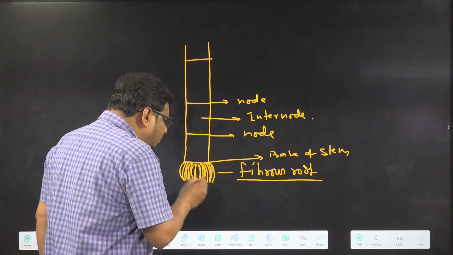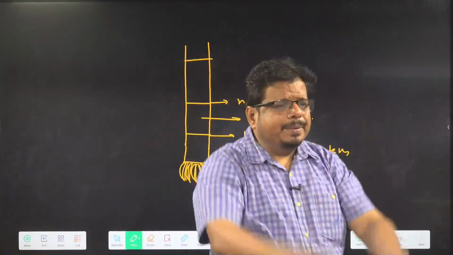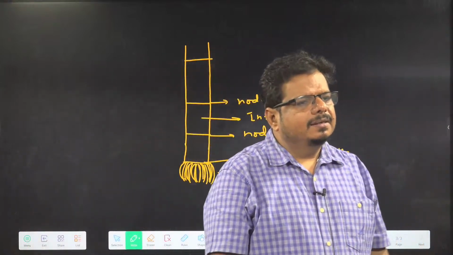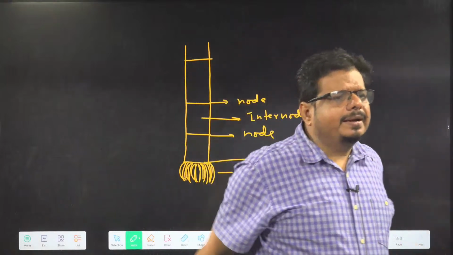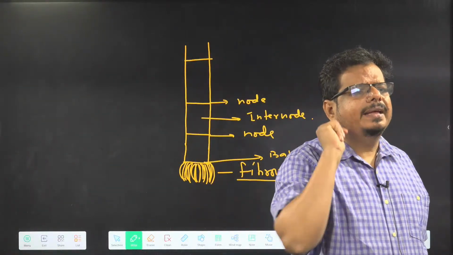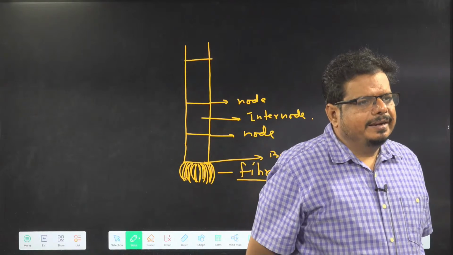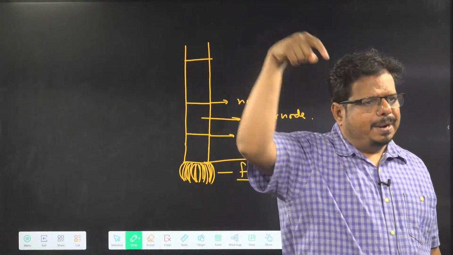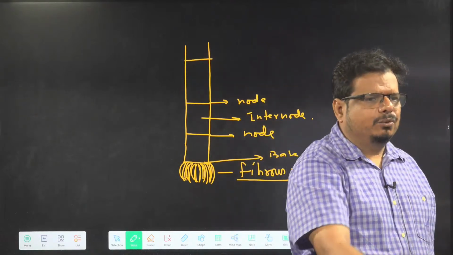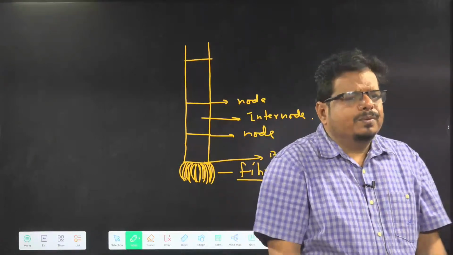Now what happened? These fibrous roots cannot penetrate deep in the soil. See how delicate and hair-like the structures are. They are not stout, so they cannot puncture the soil and enter deep. They are present only in a few superficial layers.